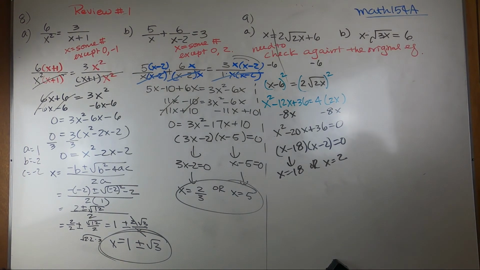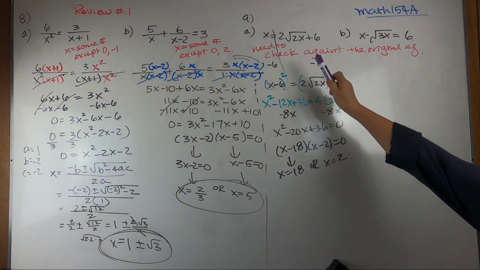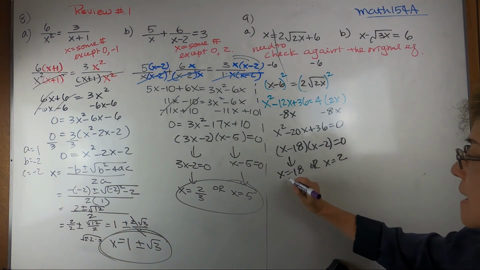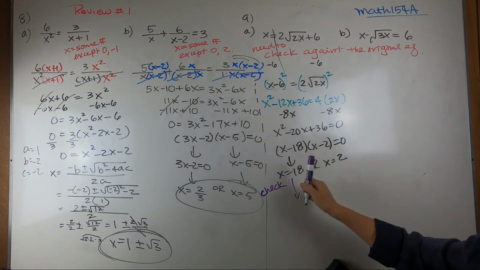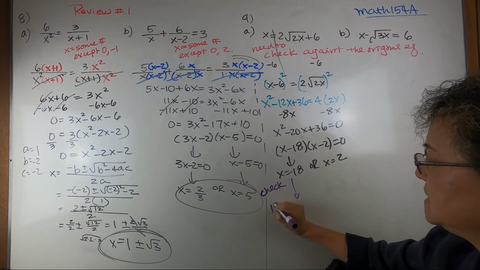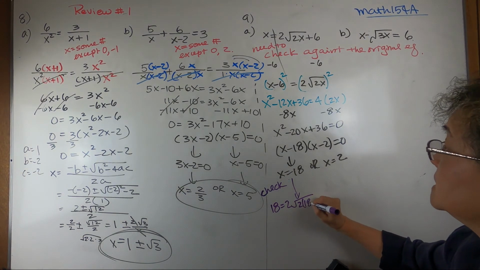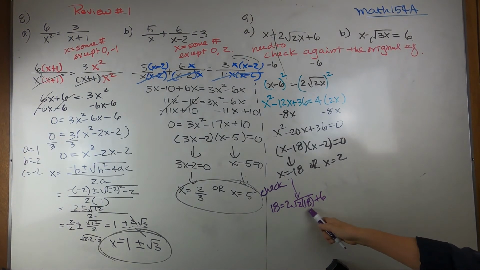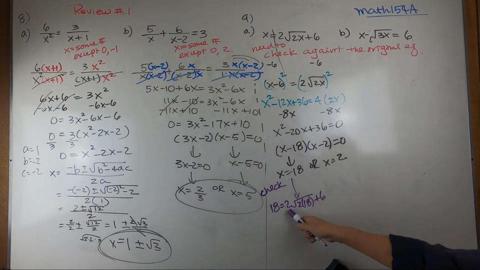Right? Can we circle the answers? We need to check against the original equations for your radicals. Okay, so we need to check. Plug in original. It's 18 equals 2 times 2 times 18 plus 6. Let's see. 36. Square root of 36 is 6. 6 times 2 is 12, plus 6, 18. Yes.